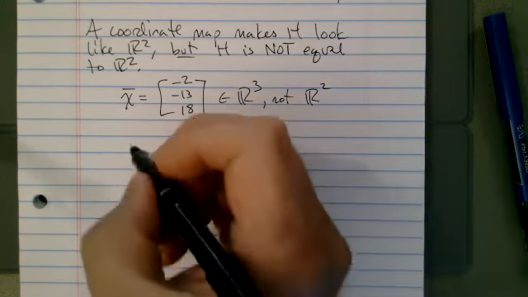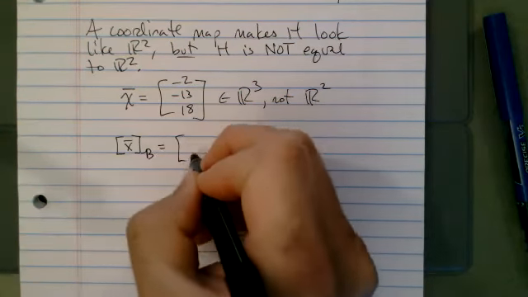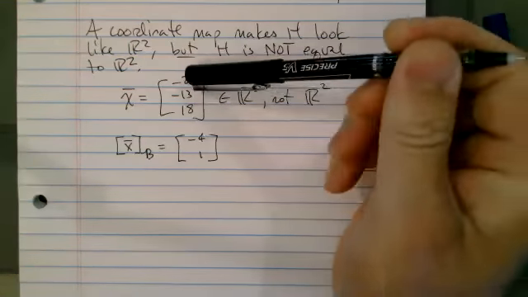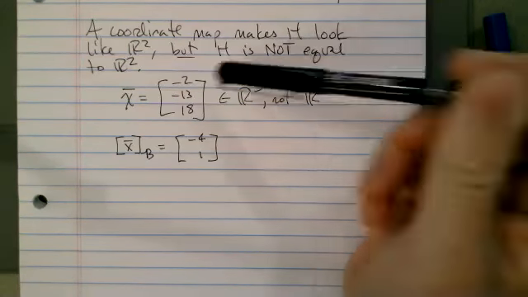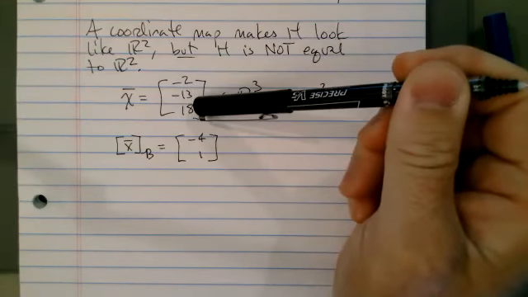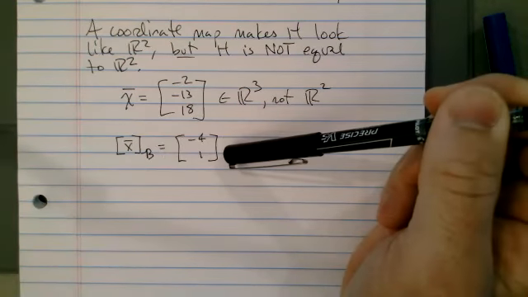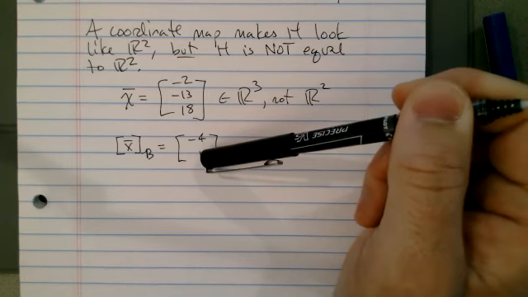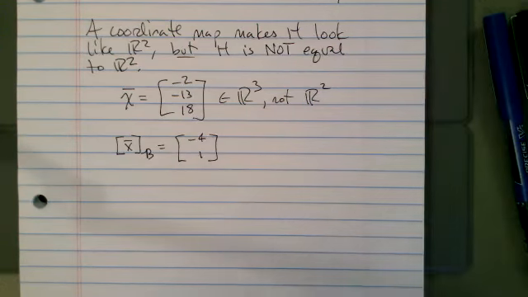The coordinates of X relative to B are -4, 1. See, since X is a vector in R3, I need 3 pieces of information about what's going on. I need the first coordinate, second coordinate, third coordinate. When I describe X as coordinates relative to B, it looks like a vector in R2, because the coordinates are a vector in R2, I have 2 pieces of information, but there's the third one, the basis B.